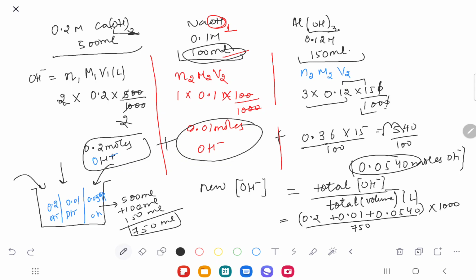Yes or no? So could you just add it up? It becomes 0.21, and it becomes 0.210 and 0.540, so it shall be 0.750 over 750 into 1000. So it is basically 1 molar. Do you understand? Do you understand my point?